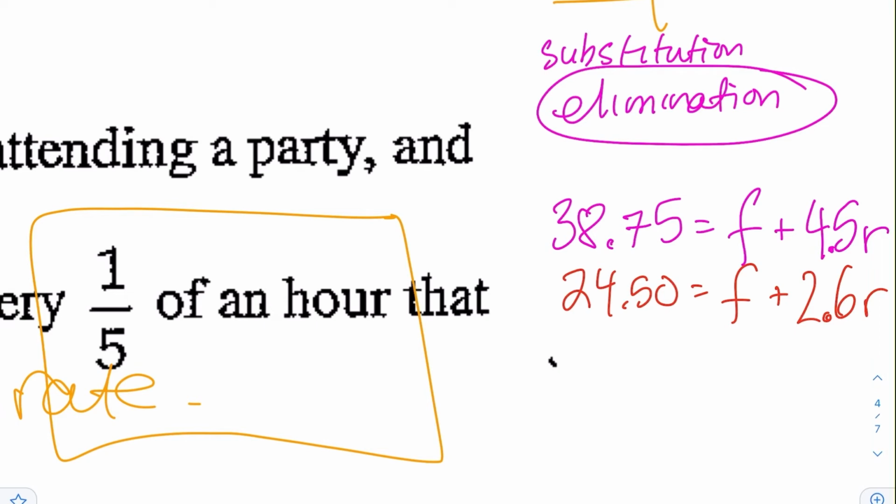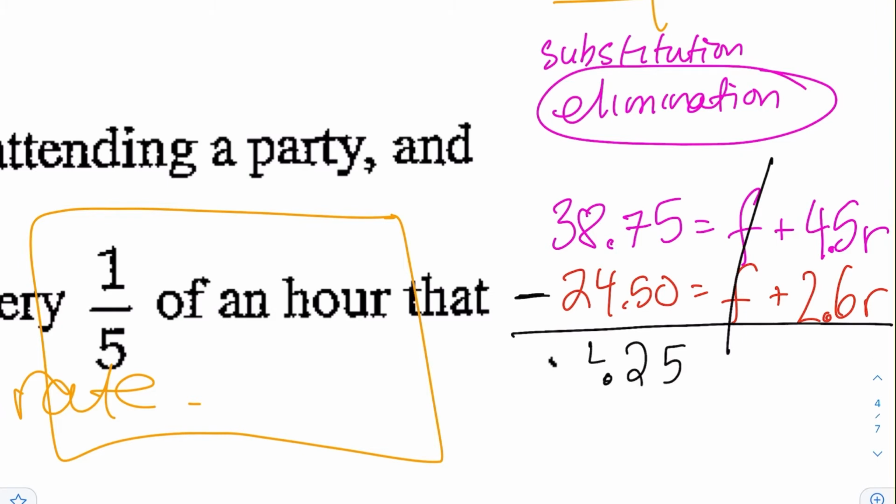Here we make the coefficients the same, and here the variable F, this flat fee, already has the same coefficient. So all we have to do is subtract these two equations. The flat fee F, one of our variables, cancels out. And what you have left is $14.25 is equal to 1.9 R.